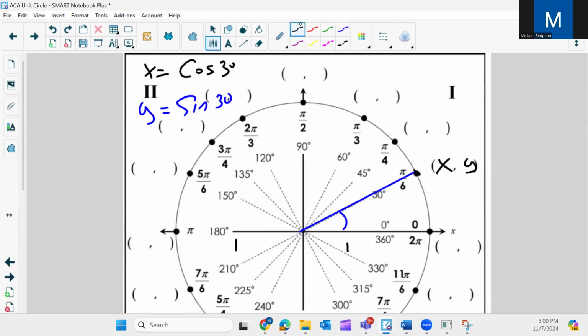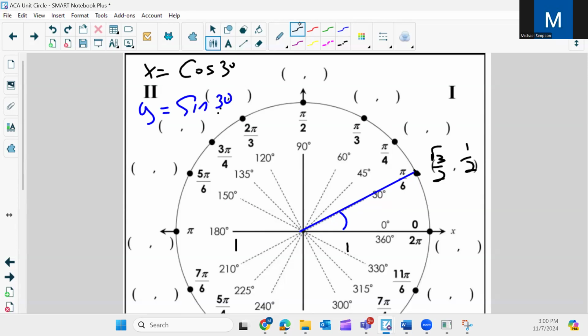So that's the way I start with an angle. The X value is just equal to the cosine of the angle. Now go back and look at the triangle we did today. The cosine of 30 degrees is just the square root of 3 over 2. The sine of 30 degrees, the Y value, is just 1/2.